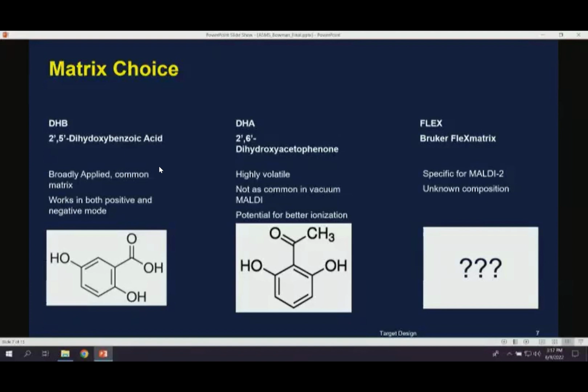Right now, I've basically run 3 kinds of DHB related compounds. So actual 2,5-dihydroxybenzoic acid. This is a broadly applied common matrix and it works both in positive and negative mode. We're also looking at 2,6-DHA, which is more volatile and doesn't necessarily last as long whenever running it in vacuum MALDI sources. And potentially this will get us better ionization, specifically in positive mode. And then the last one I was running was the Bruker Flex matrix, which is specific for MALDI-2. And that has an unknown composition, but I can tell you there's something DHB related in there too.